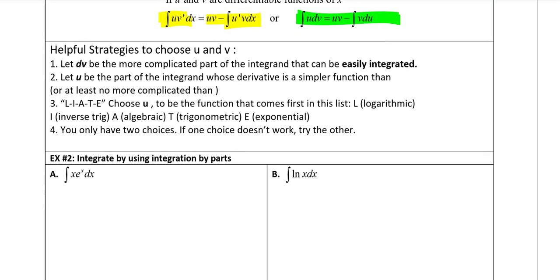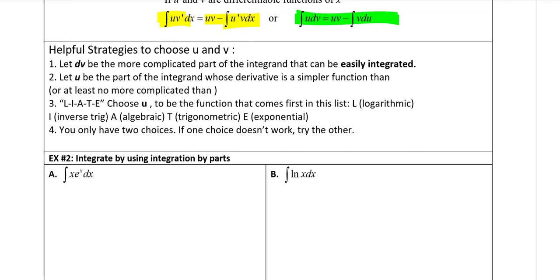So the first thing you want to remember is, let dv be the more complicated part of the integrand, but it should be something you can easily integrate because you're going to have to integrate it. Then u is the simpler derivative one. So you want to make something that is going to make the entire problem simpler when you take the derivative, not more complicated. Use this form to decide how to pick your u.